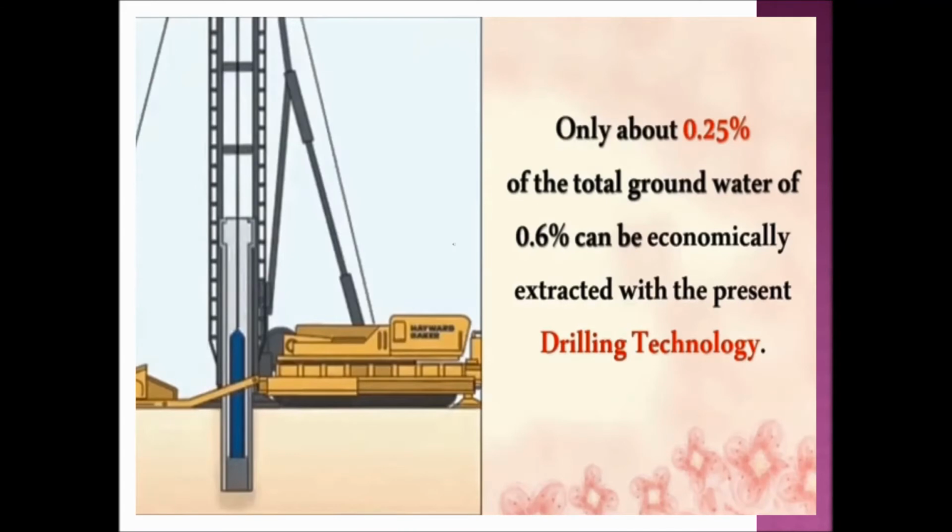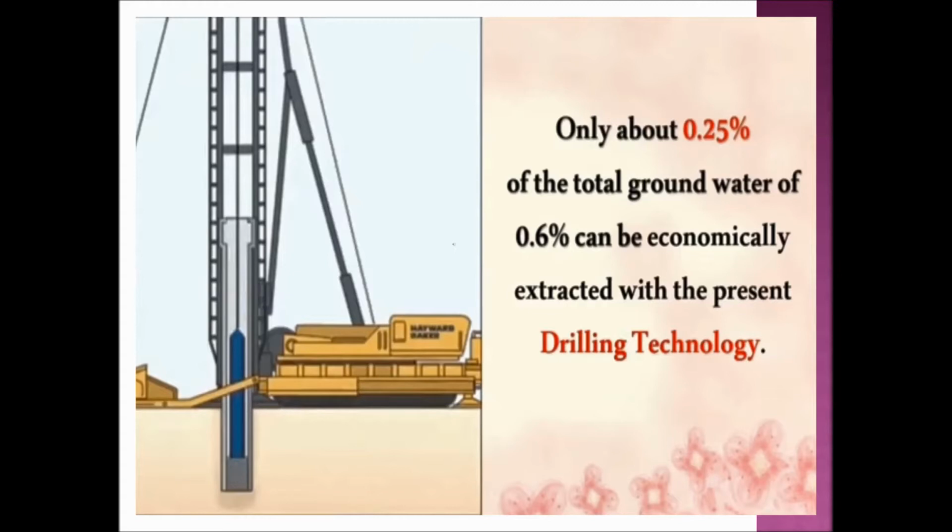Then, only about 0.25% of the total groundwater of 0.6% can be economically extracted with the present drilling technology. So, we have seen that the groundwater constitutes 0.6%, and of this, only 0.25% can be extracted by using the drilling technology.